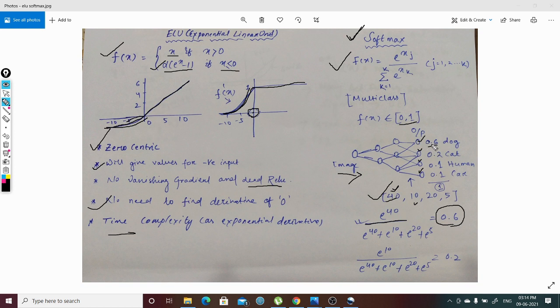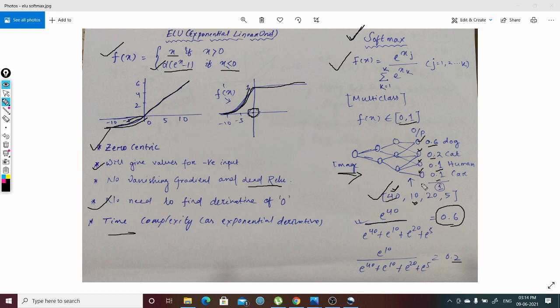Supposedly it is a dog. So for this image being a dog, it would be 60%. Similarly, we can take the exponential of 10, divided by the entire exponential summation, which would be supposedly 0.2. Supposedly for cat classification, the probability of the image being a cat would be 0.2, or 20%. Similarly we can get values for each.